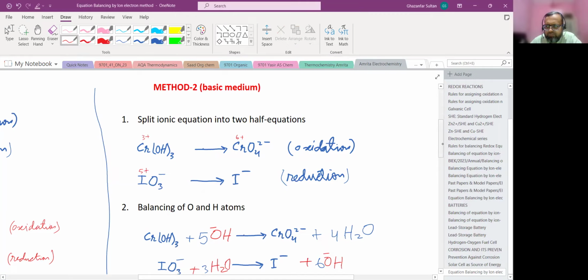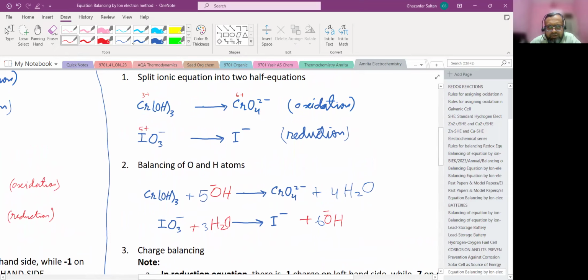Now, when we are doing the second method, in this method, oxygen and hydrogen are balanced in another way. What to do? If you see the original equations, there are 4 oxygens on the right hand side and 3 oxygens on the left hand side. So what we do first, we do it step by step. First, we will add only one hydroxide on the left hand side to balance the oxygen. So we have balanced the oxygen. Now on both the sides, oxygen is 4.